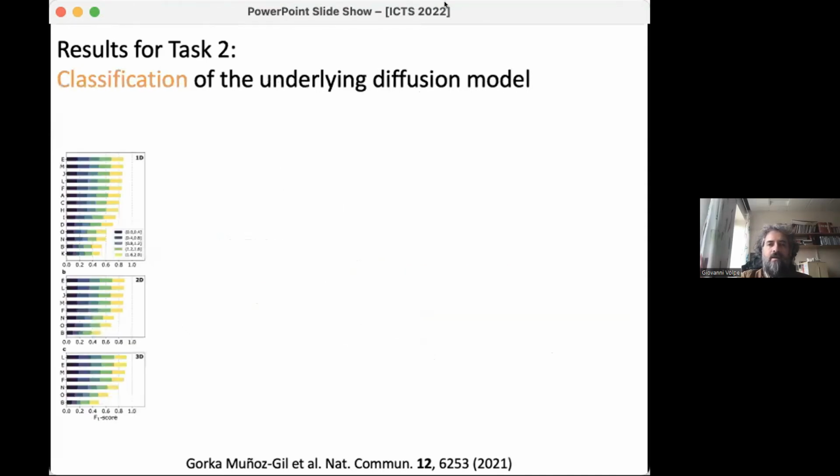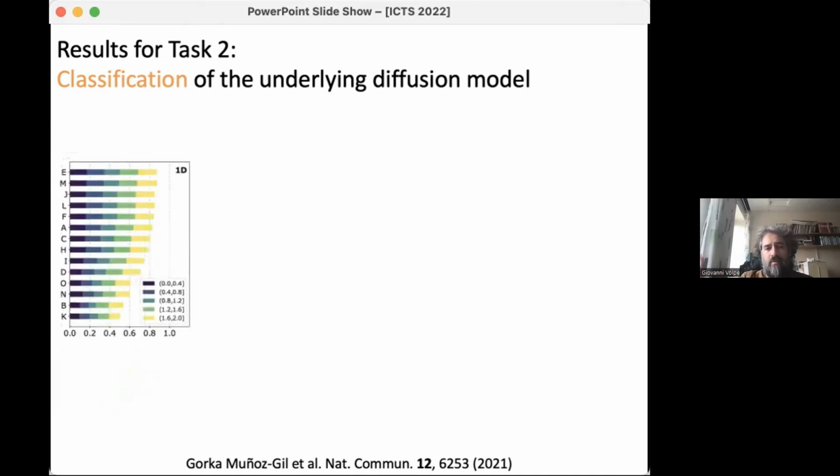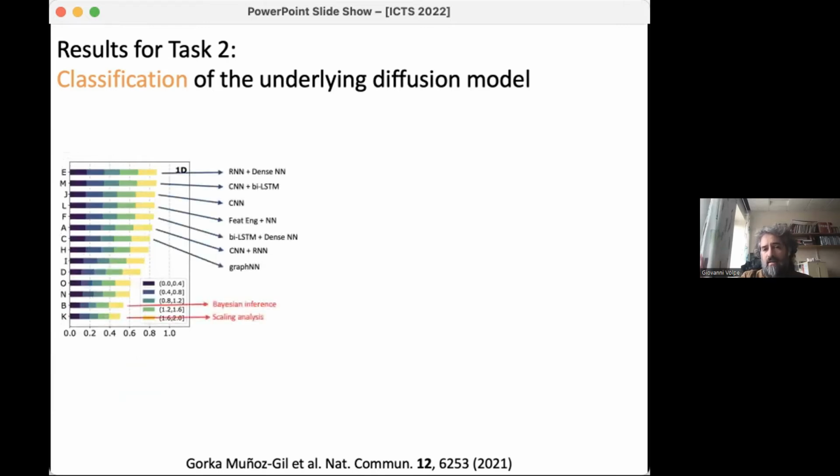Second task was classification of the underlying diffusion model. Here we use the F1 score, which practically means that you want to get a higher score, more towards 1. That's a better result. And again, we focus on the 1D case. And again, what we see is that the machine learning methods based on neural networks clearly outperform the statistical analysis methods that competed, so Bayesian and scaling analysis, which is a nice, interesting conclusion in itself.